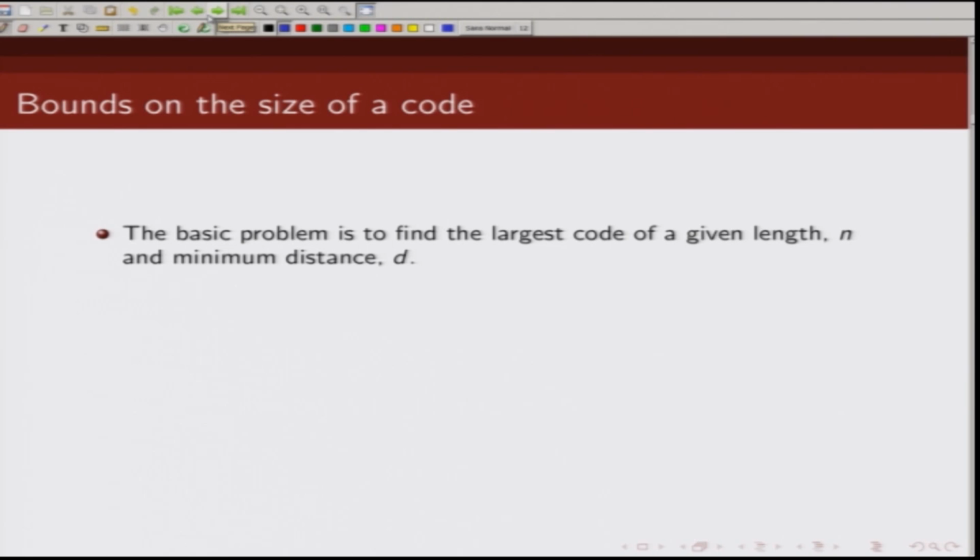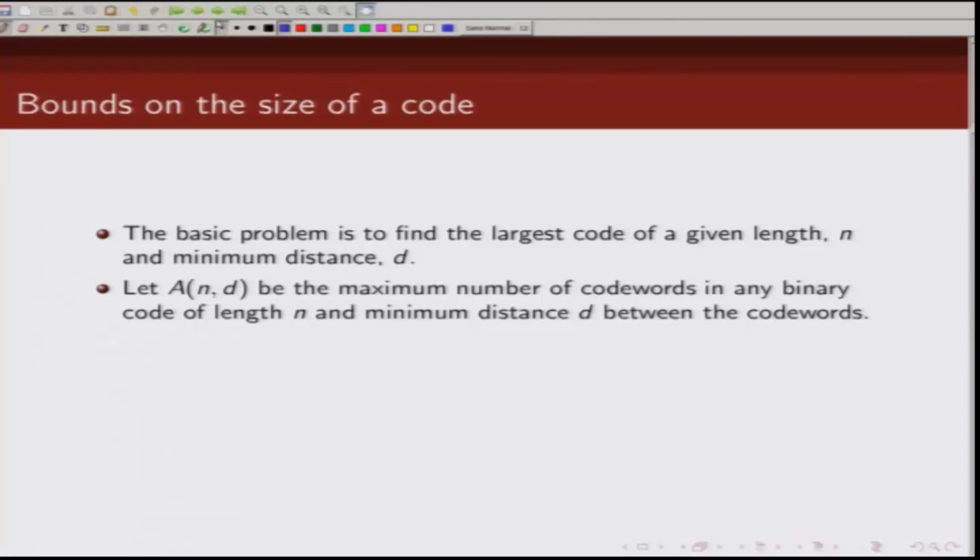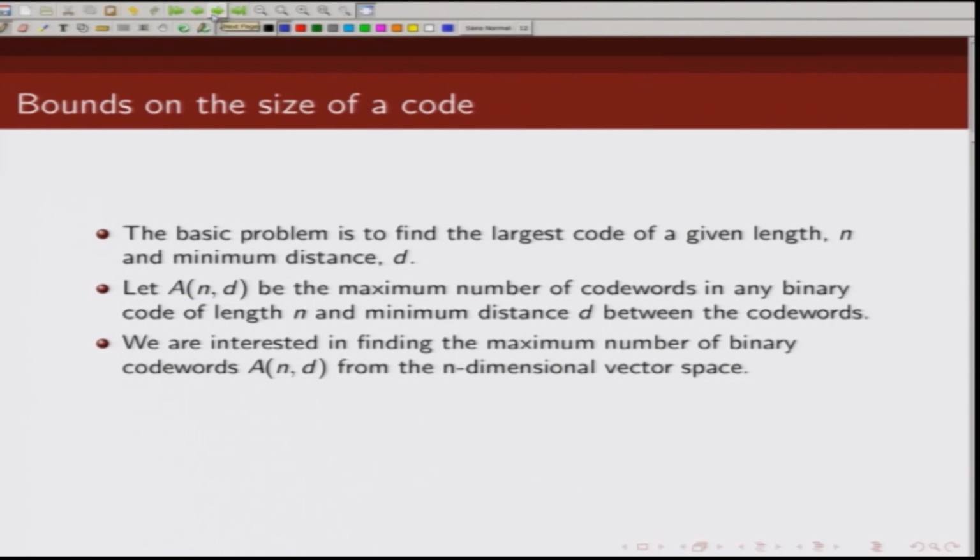As I said, we are interested to find the largest code of length n and minimum distance d. Knowing two of those parameters, we are interested to know what the third parameter would be, and in this talk we are going to talk about bounds which will give us upper and lower bounds on those parameters. Let A(n, d) denote the number of code words of length n and minimum distance d.